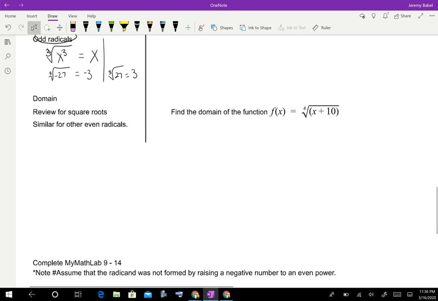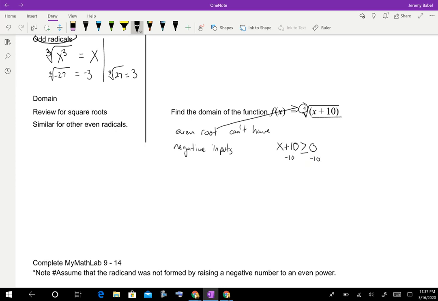Really, one of the last things to think about here is domain. Just like with square roots, which we saw in our last chapter, we are not putting negatives under the even roots. So even roots or radicals can't have negative inputs. So we would have to say that x plus 10 has to be greater than or equal to 0 to keep it from being negative. So we could subtract 10 from both sides. We would have x has to be greater than or equal to -10. And as long as x is greater than or equal to -10, the value underneath the fourth root there will be 0 or positive, which means we can take the fourth root of it.